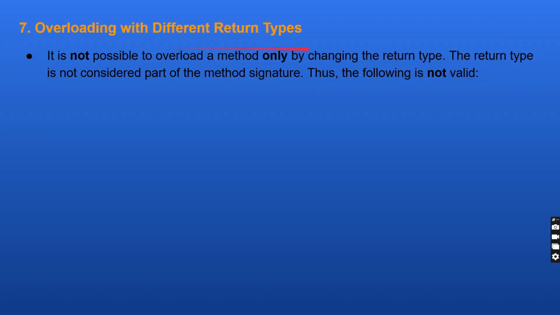Overloading with different return types. It is not possible to overload a method only by changing the return type. The return type is not considered part of the method signature. Thus, the following is not valid.